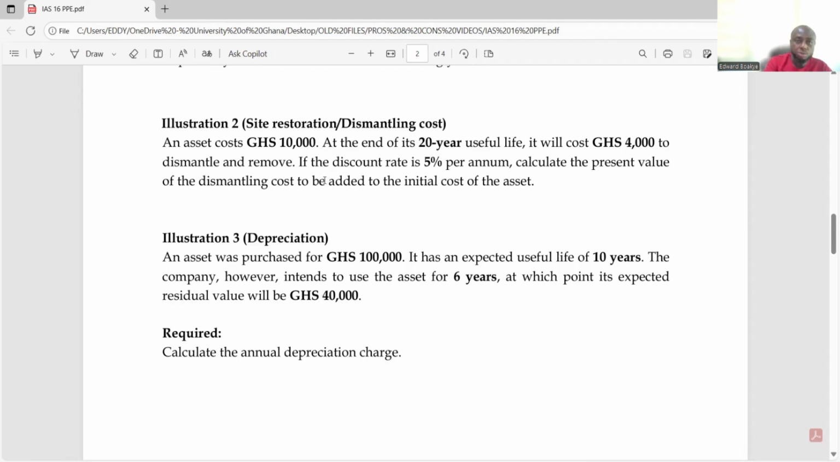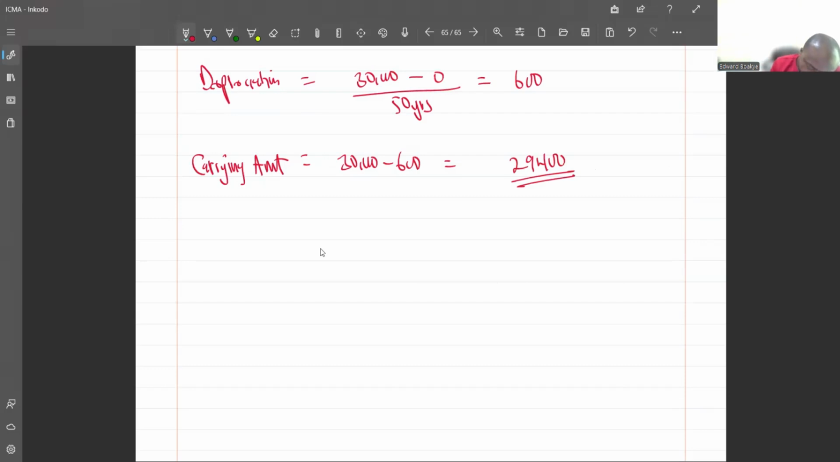So let's go to our board. So illustration 2 again. We have an asset, and the cost of that asset is 10,000. That's the initial cost of 10,000. Or let me say the purchase price is 10,000. Now we need to add dismantling.